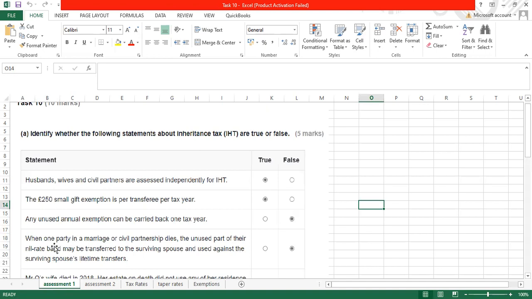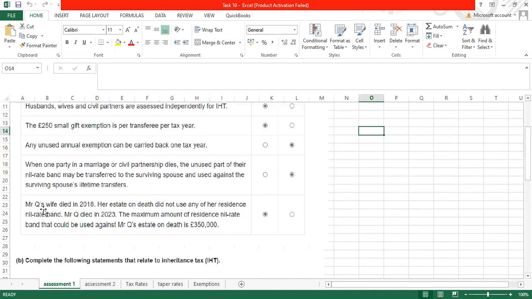The next one is: when one party in a marriage or civil partnership dies, the unused part of their nil rate band may be transferred to the surviving spouse and used against the surviving spouse's lifetime transfers. No, it is false.